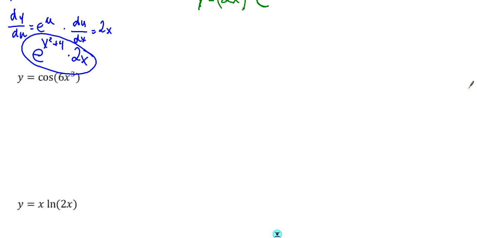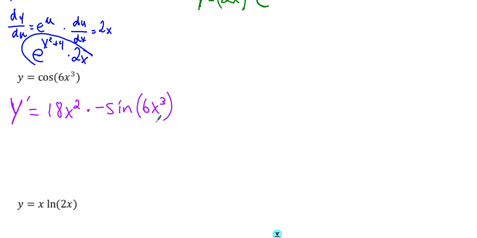So let's look at the next one. I'll erase this a little bit because it's covering. So this one. Again, we've done this one chain rule explicitly, but now we're going to do inside-outside rule. So we start with the inside function, which is 6x cubed. The derivative of 6x cubed is 18x squared times the derivative of the outside function, and the derivative of cosine is negative sine 6x cubed. And that's the derivative.